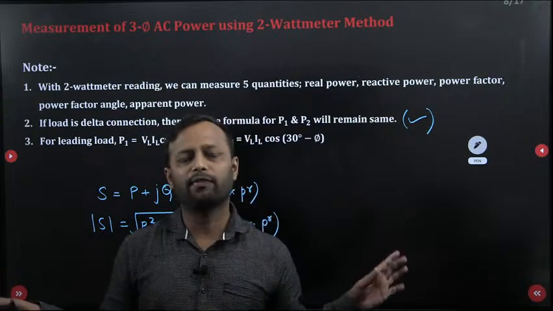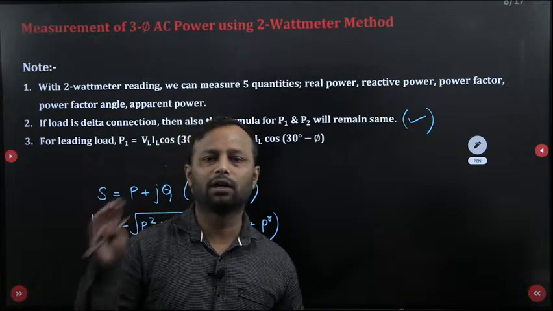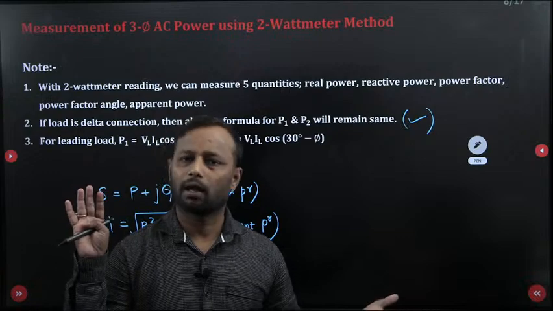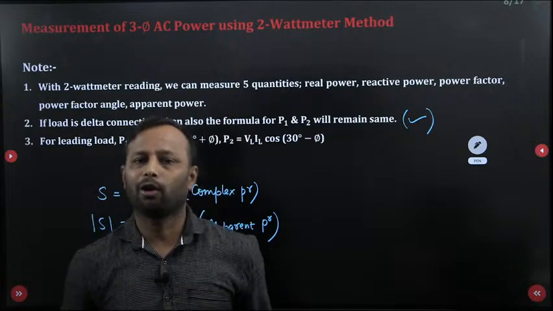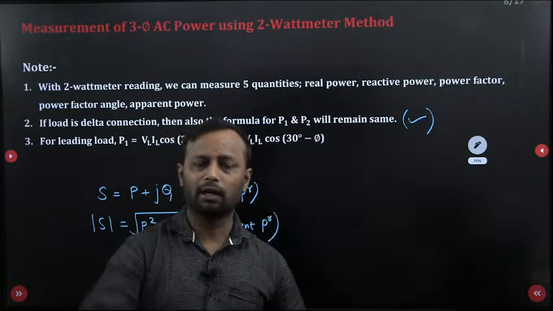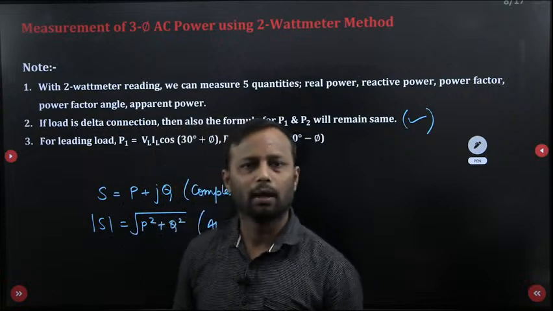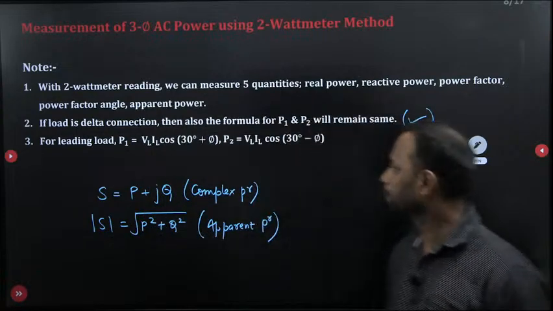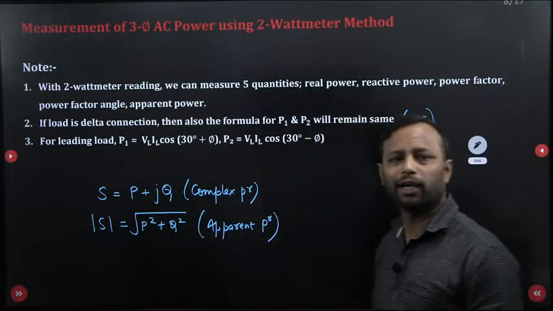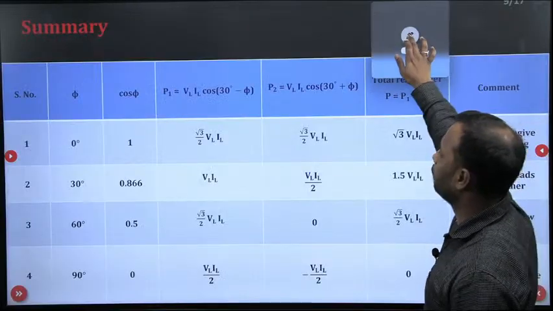There is no difference between the formulas, whether the connection is star or delta. The formula will be the same. Also, if the load is lagging, the formula will be the same for both types of connection, and for the leading, the formula will be the same for both types of connection. Connection means star or delta, and for the leading, I had already explained. Okay, now this is your summary.